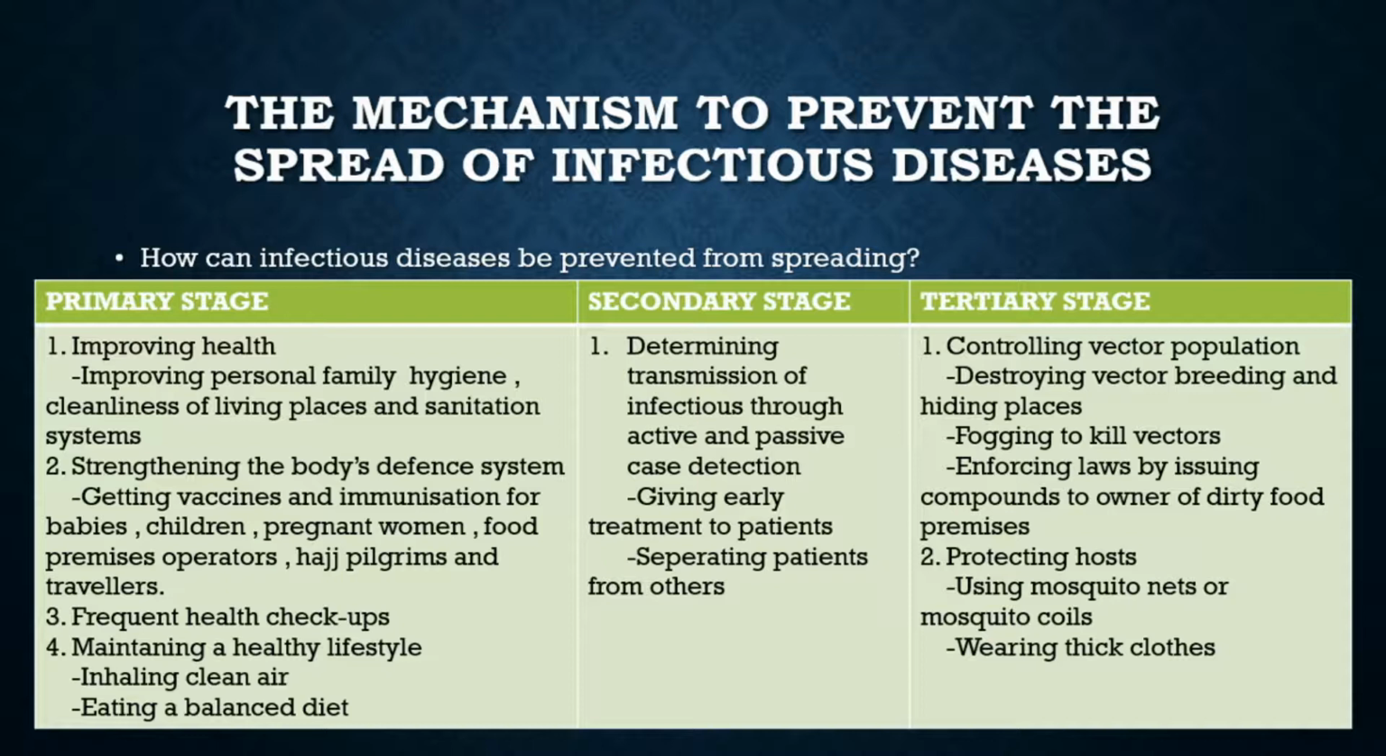Secondary stage. First, determining transmission of infections through active and passive case detection, giving early treatment to patients, and separating patients from others. Tertiary stage. First, controlling the vector population: destroying vector breeding and hiding places, fogging to kill vectors, and enforcing laws by issuing compounds to owners of dirty food premises. Second, protecting hosts using mosquito nets or mosquito coils and wearing thick clothes.